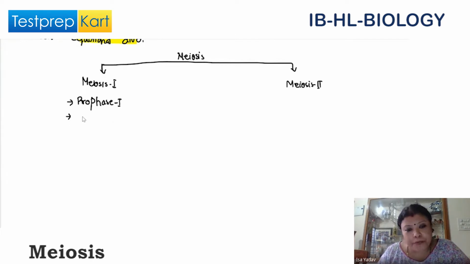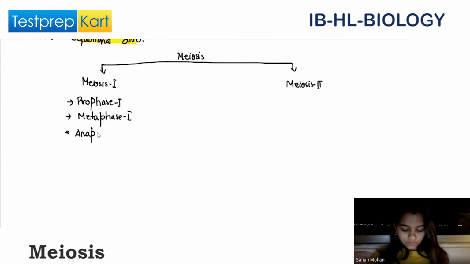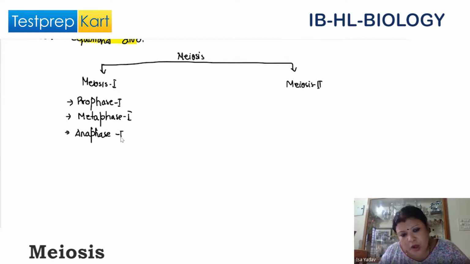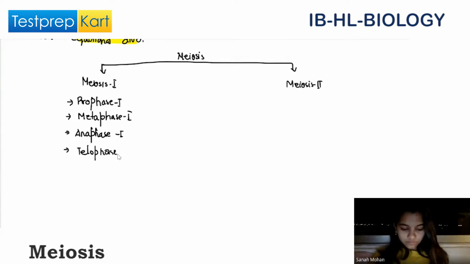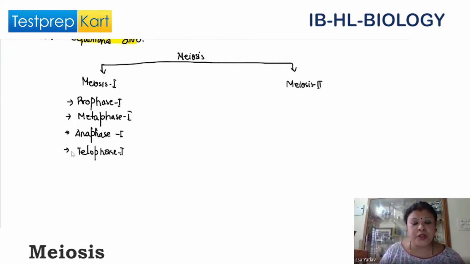After prophase 1, we'll have metaphase 1, then anaphase 1, telophase 1. Between telophase 1 and meiosis 2, there is a resting stage called interkinesis.